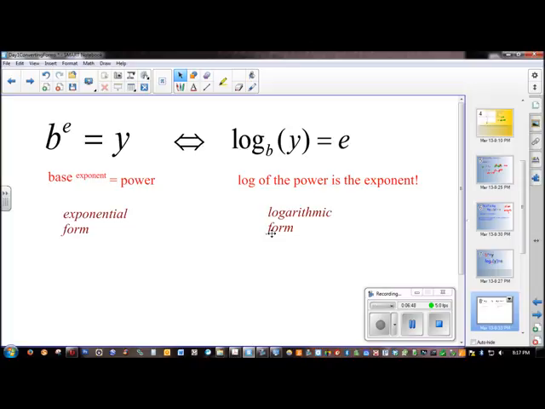On the left, we have the base to the exponent equals the power. On the right, we see that the log of the power is the exponent, and we have to use the same base on both sides. So an exponential form and a logarithmic form, back and forth depending on which one you need. Also, depending on what the instructions are asking you for, pay careful attention to the instruction in this unit so you'll know exactly what you're supposed to do with these.